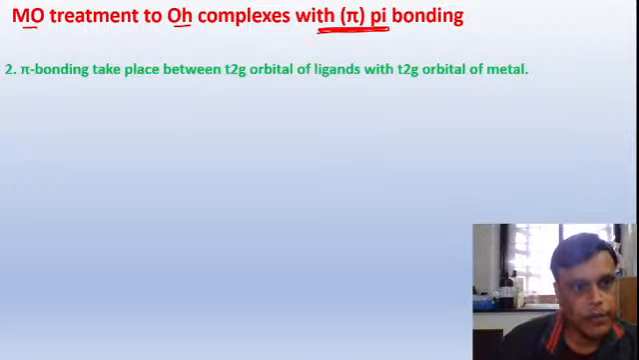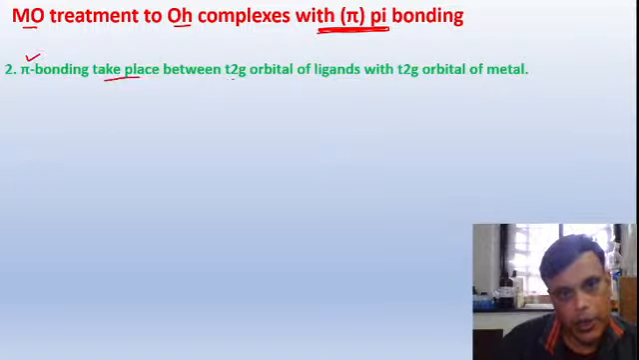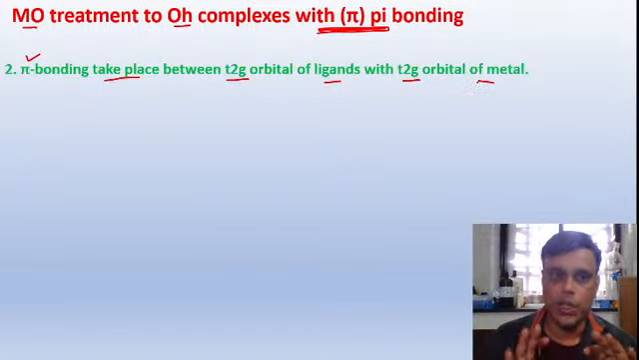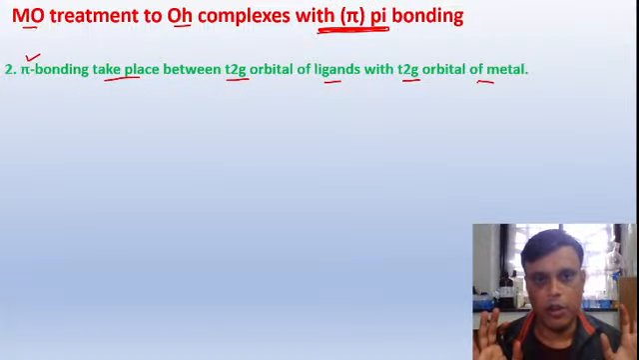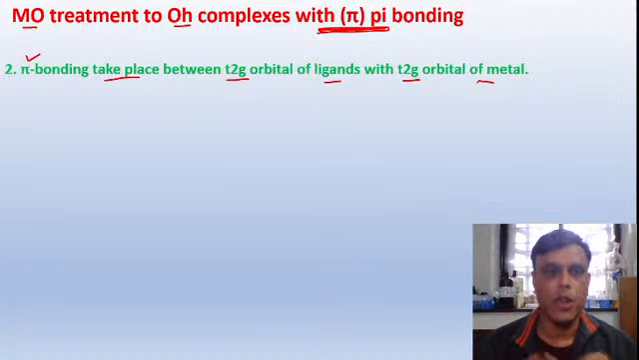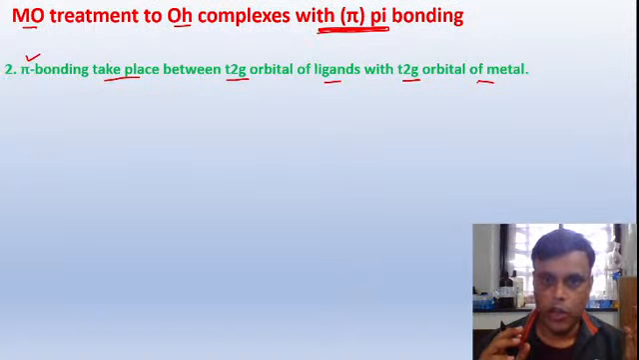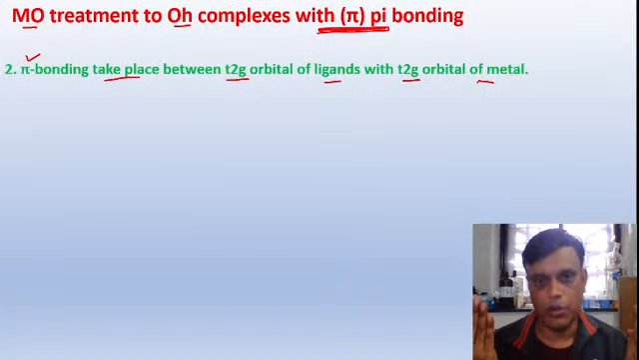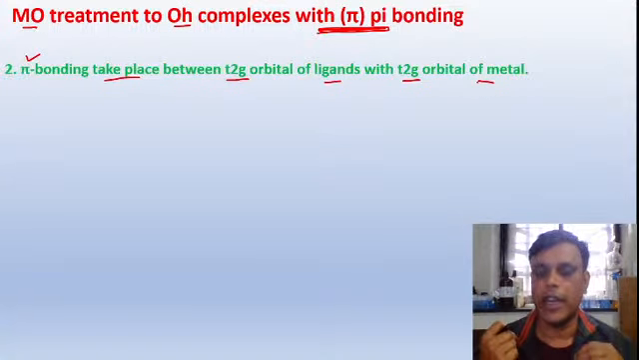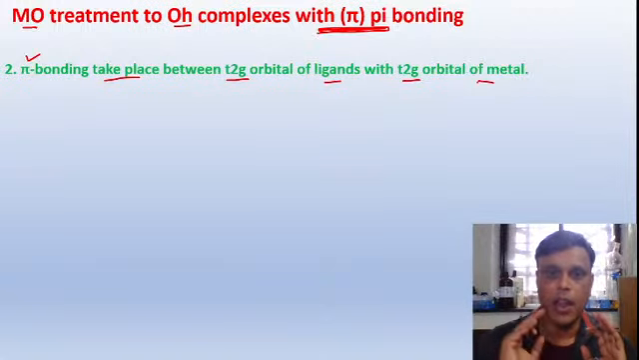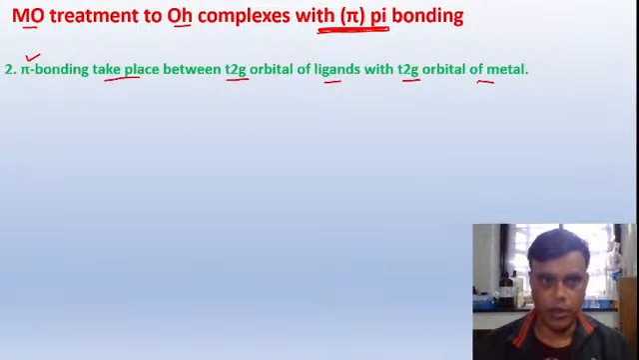So this pi bonding takes place between T2G orbital of ligand and T2G orbital of metal. I have told you, these T2G orbitals do not take part in the sigma bond formation, but they can take part in the pi bond formation. So 3 T2G orbitals from ligand and 3 T2G orbitals from metal, total 6 atomic orbitals, get combined and form 6 molecular orbitals. Out of those 6, 3 molecular orbitals are lower in energy, called bonding, and 3 are higher in energy, called anti-bonding.